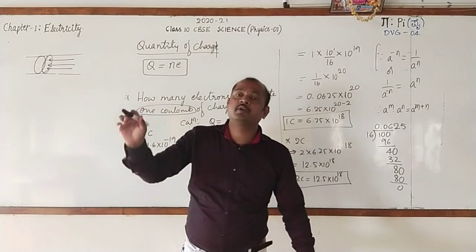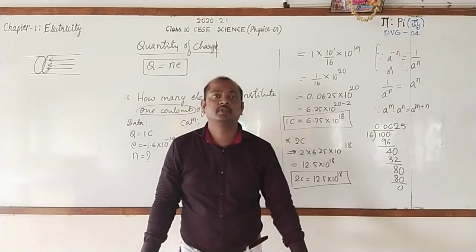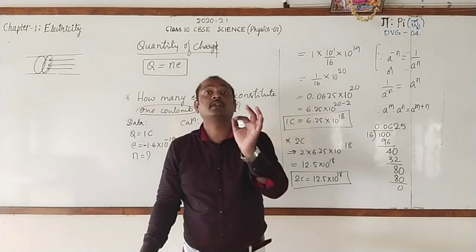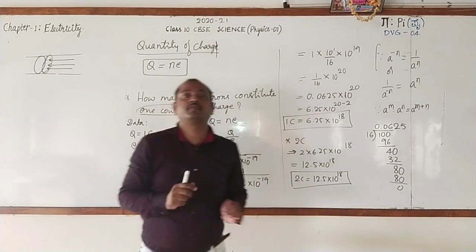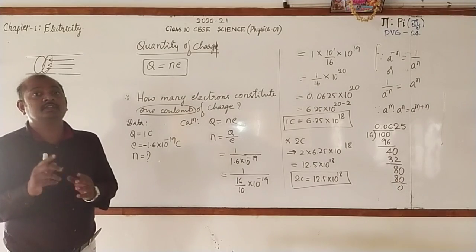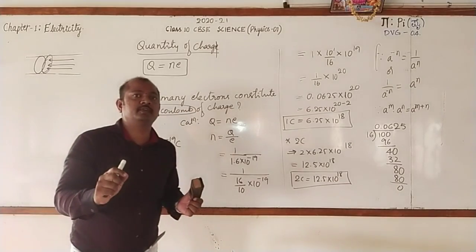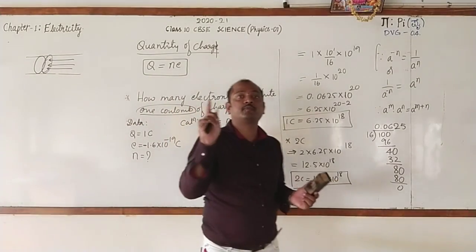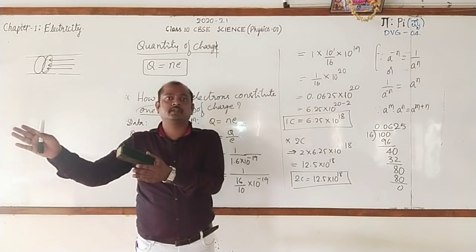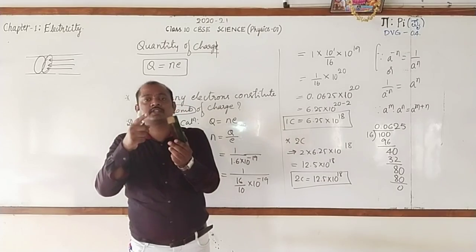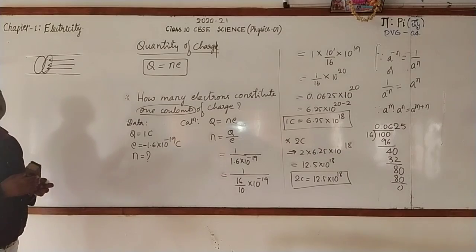If you calculate the number of charged particles flowing through the cross section in the unit time, then we can say that it is the rate of flow of charges. So this rate of flow of electric charges is known as electric current. Got it? It is also an important definition. Electric current means the rate of flow of electric charges, means the number of charged particles passing through any cross section of the conductor in the unit time is known as electric current.